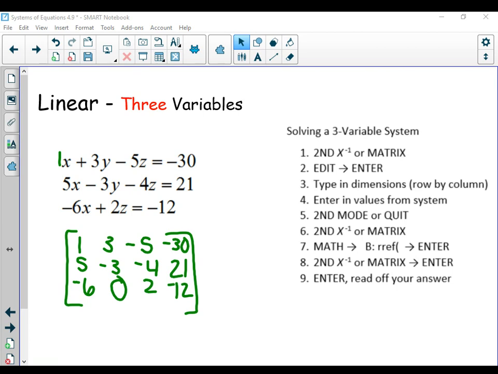How do I go back to one if I mess up? How do you go back to one if you mess up? Just use the arrows.